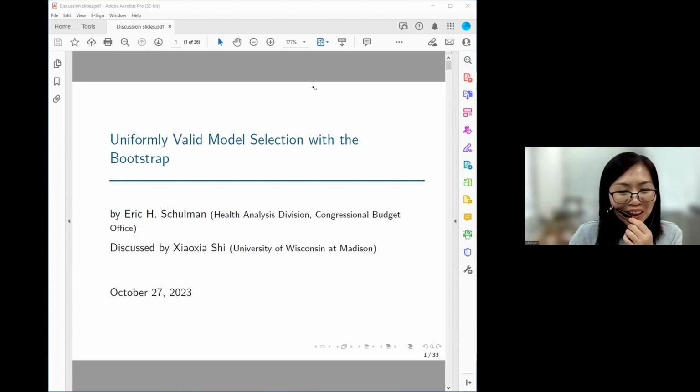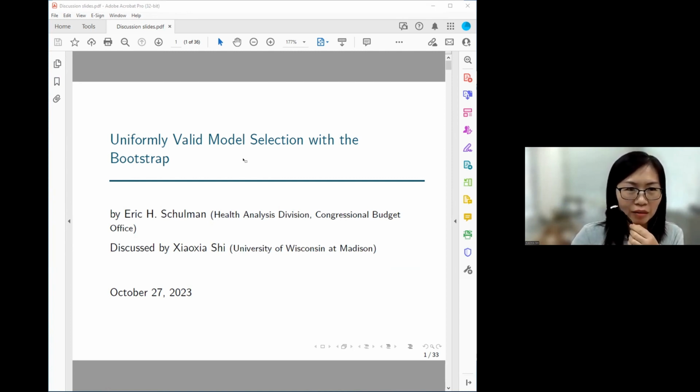Okay, so I want to thank Eric for sharing his slides, and so this set of slides will be made based on what Eric made. I will add my comments as well as I go along. So this paper is a nice paper that investigates doing bootstrap for model selection.